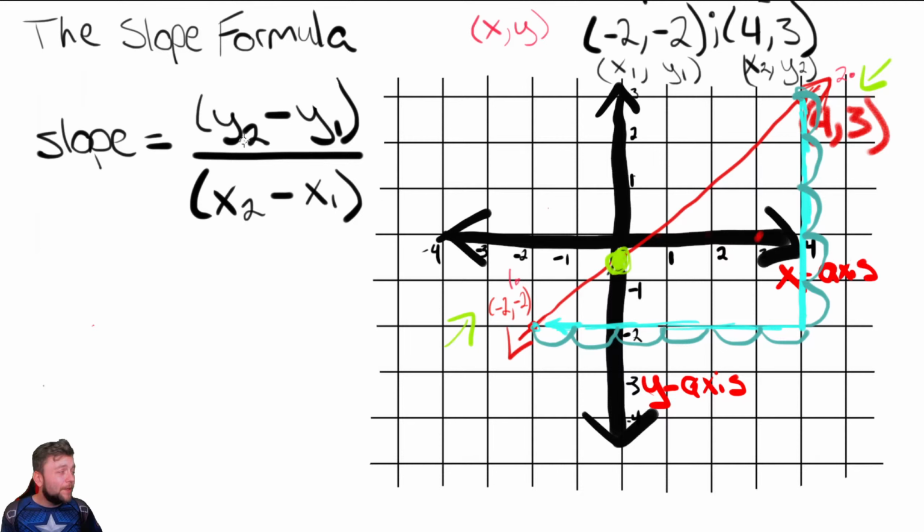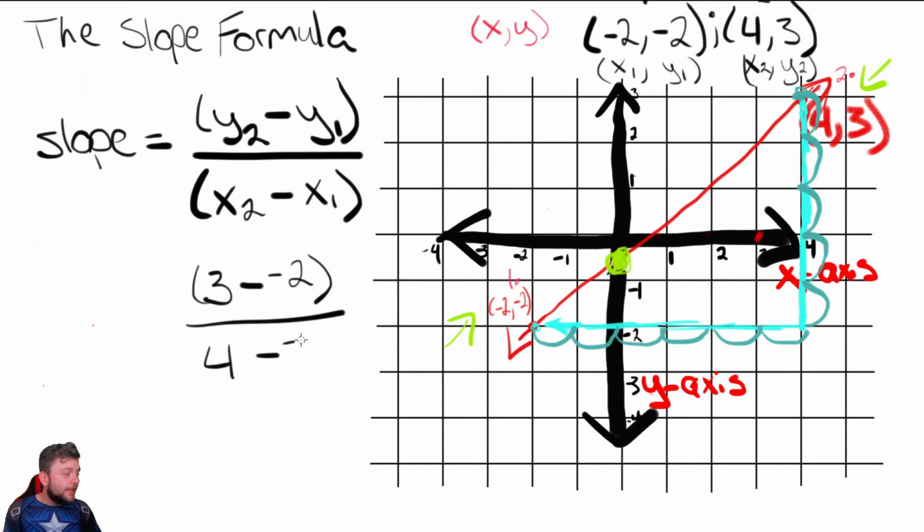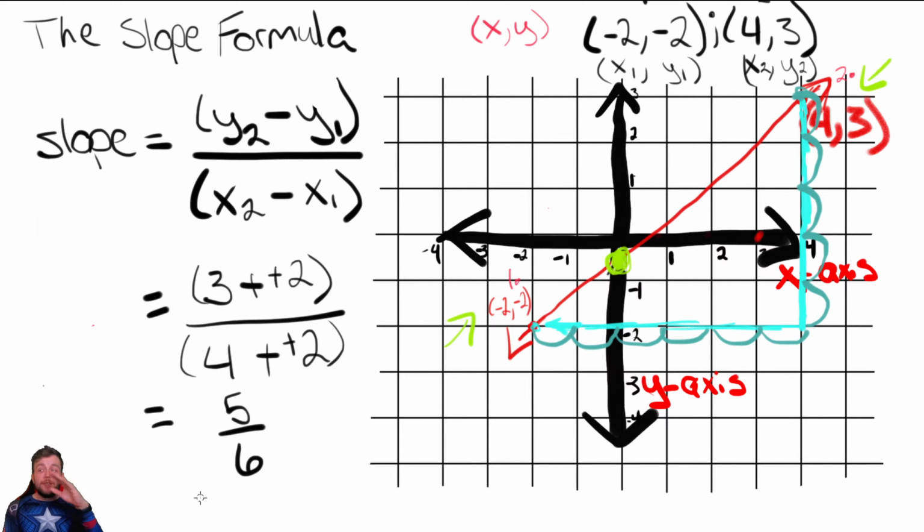Plug it into your slope formula. We're going to get the same answer, but let's just check it out. Let's test. So we have 3 minus a -2 all over x2, which is our 4, minus a -2. And look at that. You have your two negatives by each other, so you go a plus and a plus, and our end result is going to be the same slope that we found earlier, 5/6. Boom, we found our slope. If that was what I was asking you, you just get that.